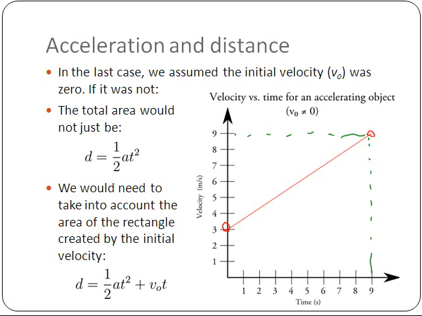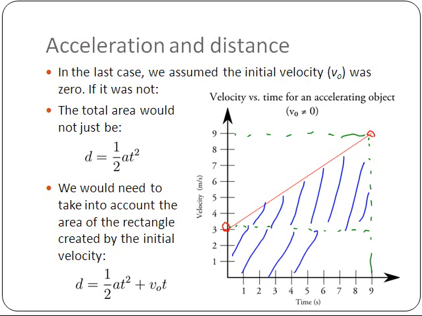The total area would not just be, in this case, d is equal to 1/2 at squared, because that's not the area. That 1/2 at squared is the area of this triangle right here. But we said the rule is that the area underneath the curve will give us the distance. And so this is only part of it. If I wanted to find the rest of it, I would also need to find this section right down here that makes a rectangle.